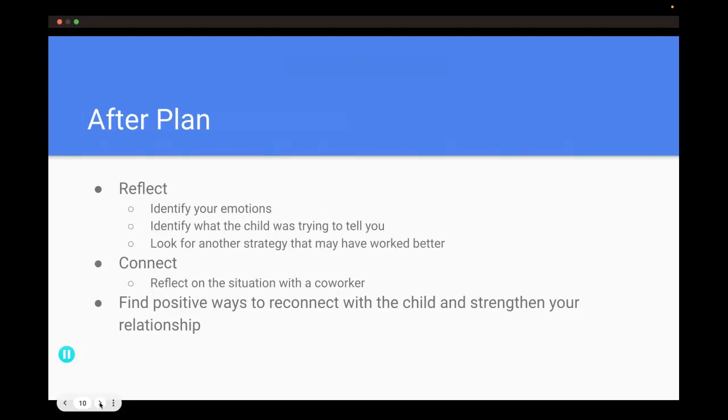Sometimes you kind of lose sight of yourself when you are in these situations. You try to remain calm, but that doesn't always happen. And sometimes just talking to another coworker and seeing what they think about the situation or any advice they may have for me does go a long way. And finding positive ways to reconnect with the child and strengthen your relationship. Sometimes when bad behaviors occur or something doesn't go the right way, it can have a negative impact on the relationship between the child and the teacher, and it is very important to go back and try to fix it or find a way that we both can move on from the situation and grow.